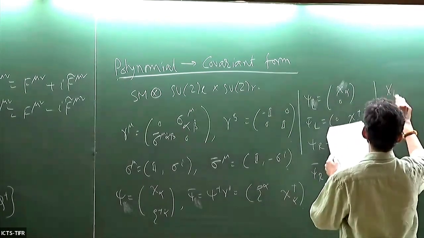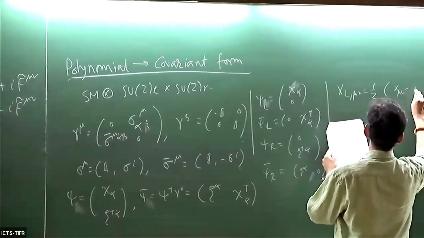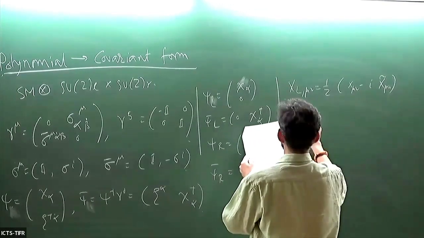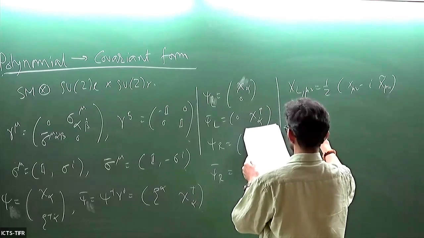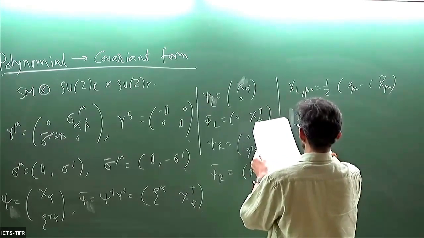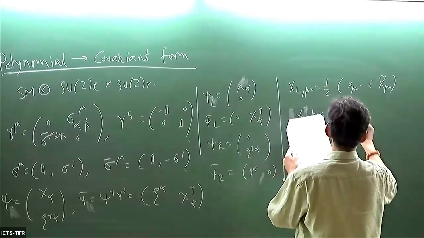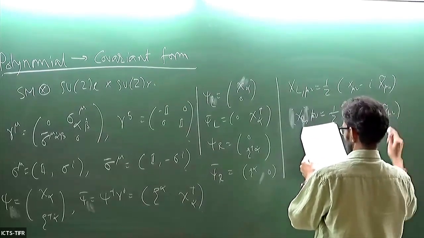For the field tensor, X_L mu nu is half X mu nu minus X tilde mu nu, and X_R mu nu is half X mu nu plus i X mu nu tilde.